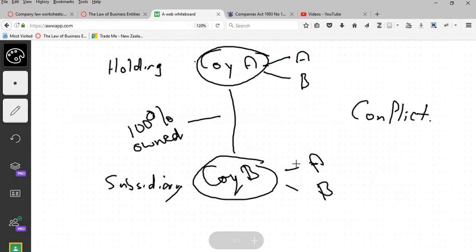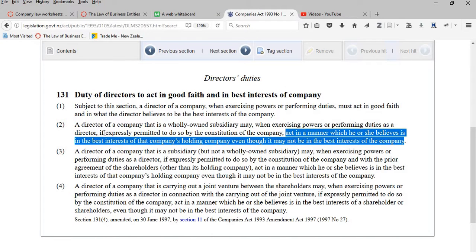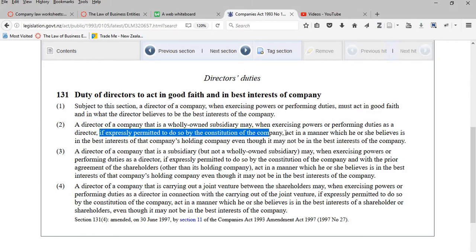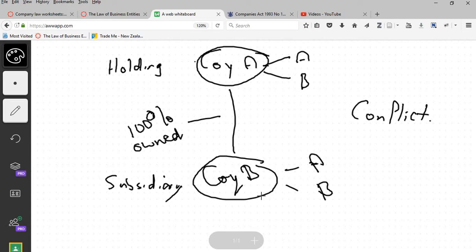So that means A and B could vote, when sitting as directors of B, in the interests of the holding company A. However, there is a requirement. It must be expressly permitted by the constitution of the company. So that means the constitution of B allows the directors A and B to act in the best interests of the parent.